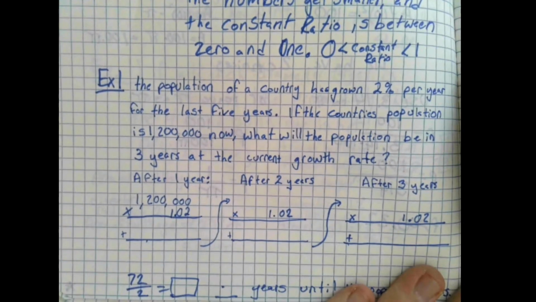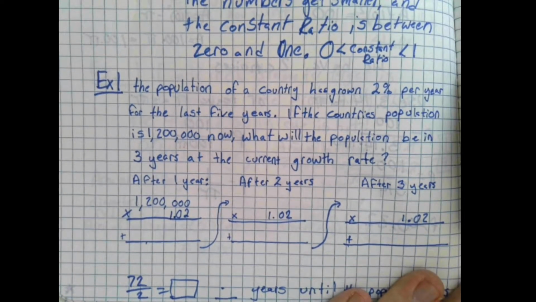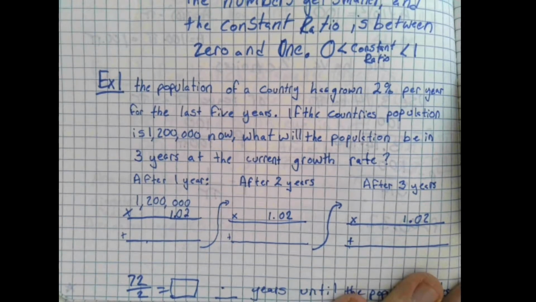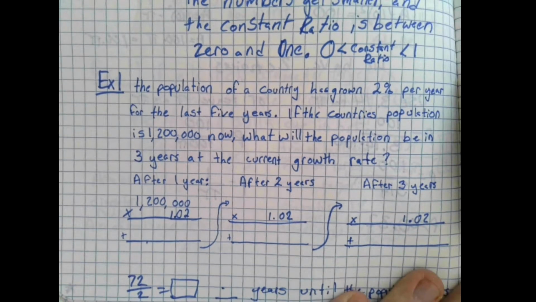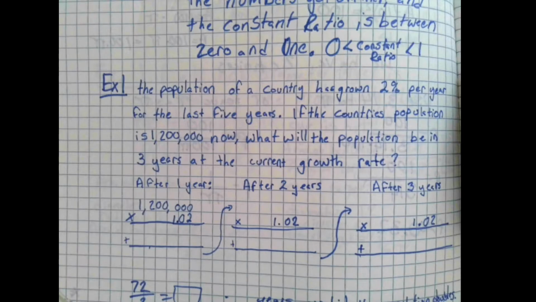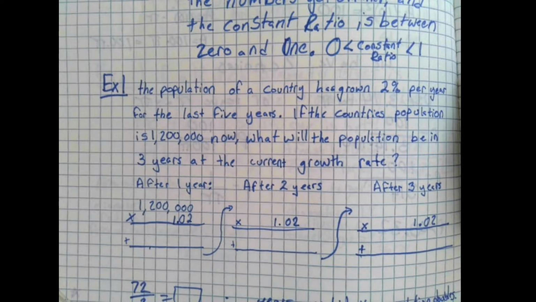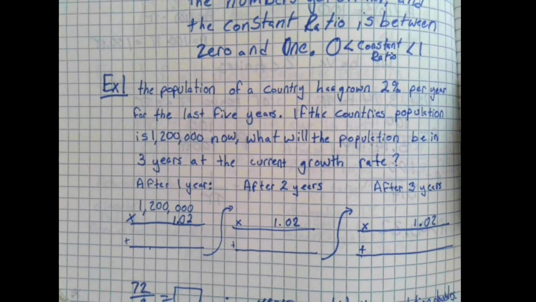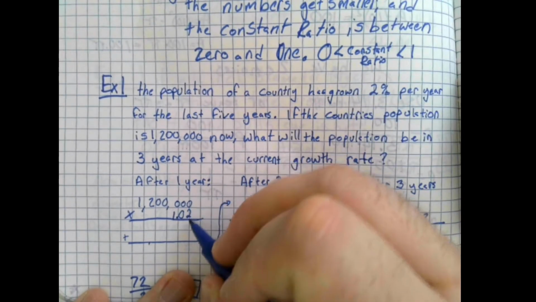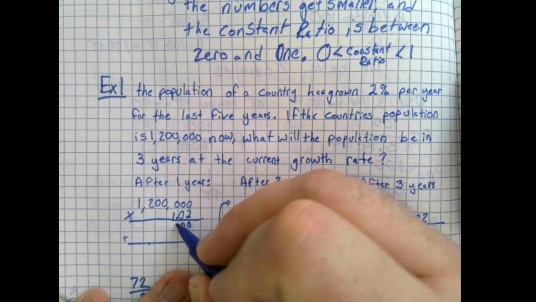So to do that, all we're going to do is multiply the current population by the growth rate plus 1. The growth rate is how much it grows by, and 1 is how much they already have. If you put 1 with the growth rate, then you'll have the new total. So 1.02 is 1 plus the decimal of 2%. 2% is 0.02.